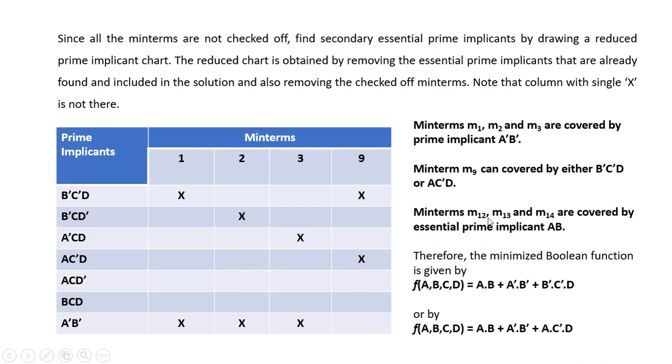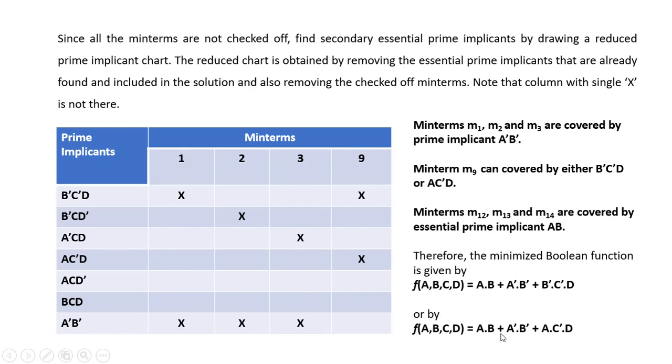And minterms 12, 13 and 14 were covered by the essential prime implicant AB. So we can finally get the minimized Boolean function, which is A dot B, which is an essential prime implicant, so we will have to consider it. Then or A bar B bar, so A bar B bar to cover all these three minterms, and B bar C bar D to cover this ninth minterm.